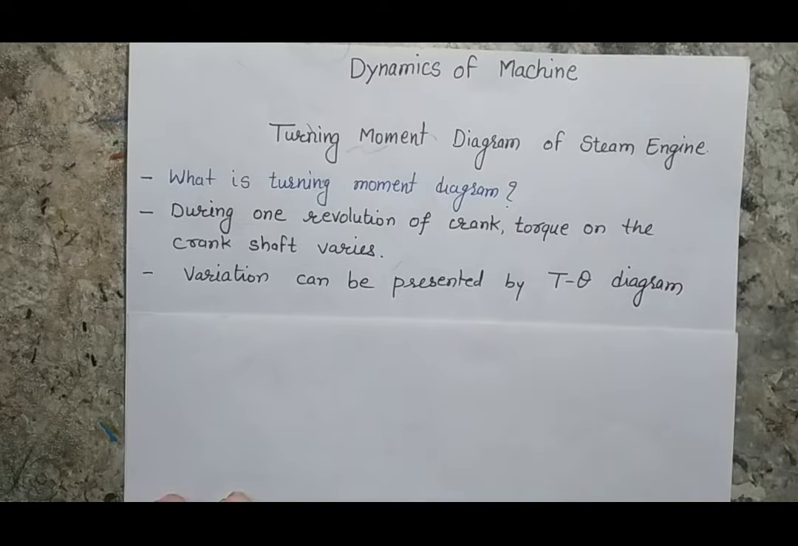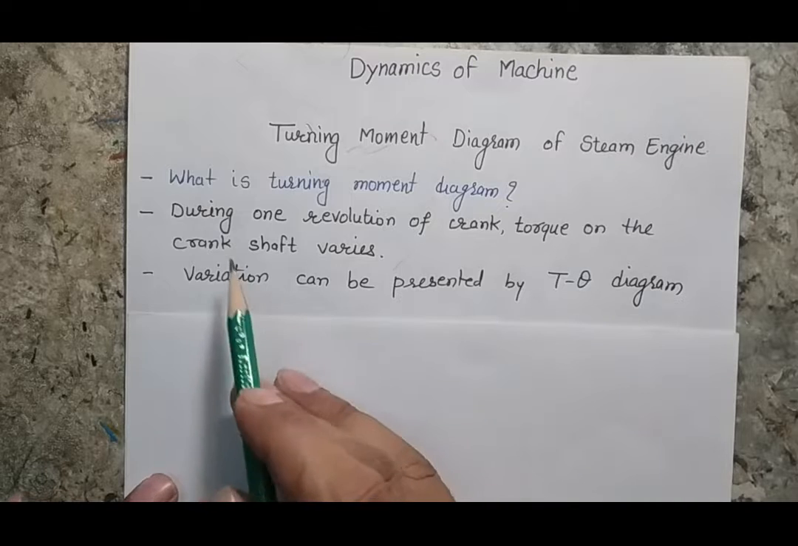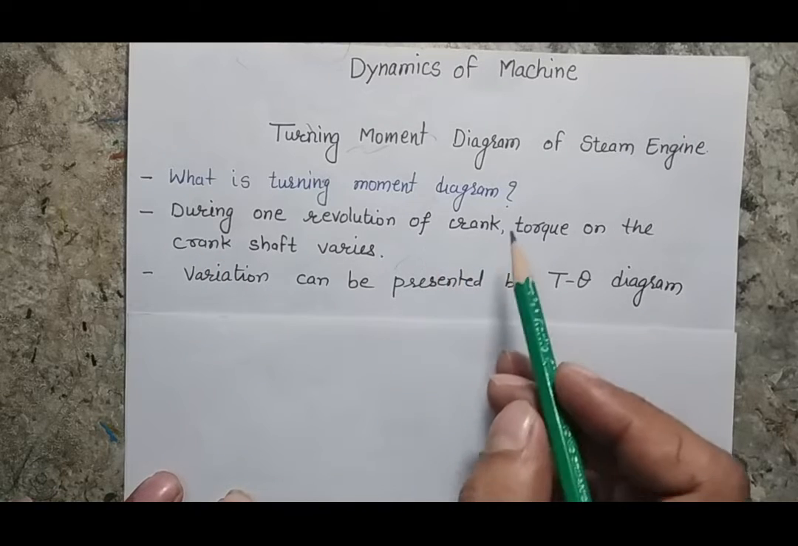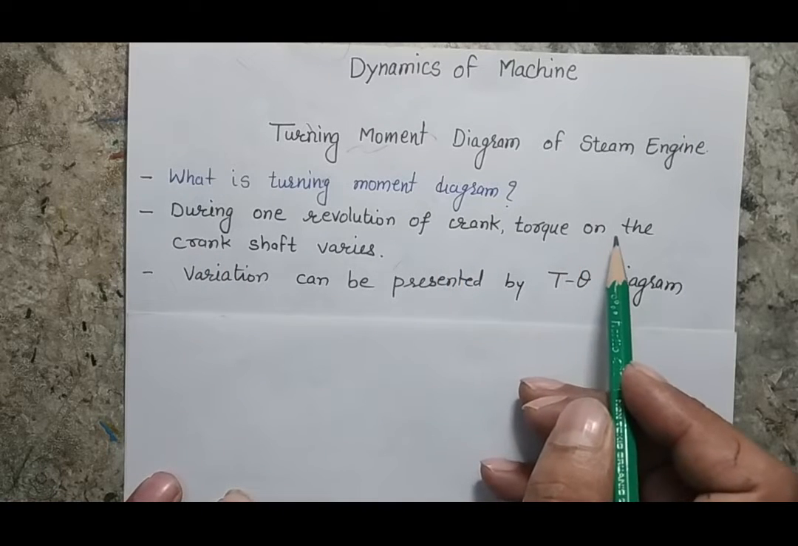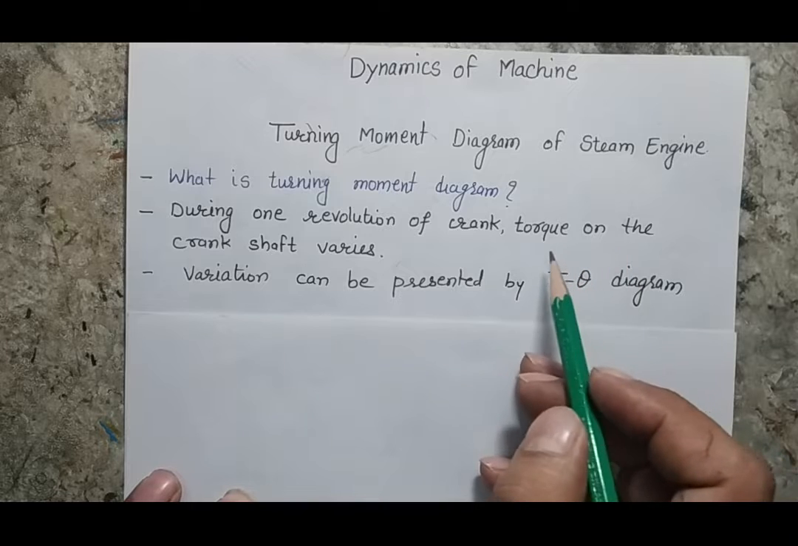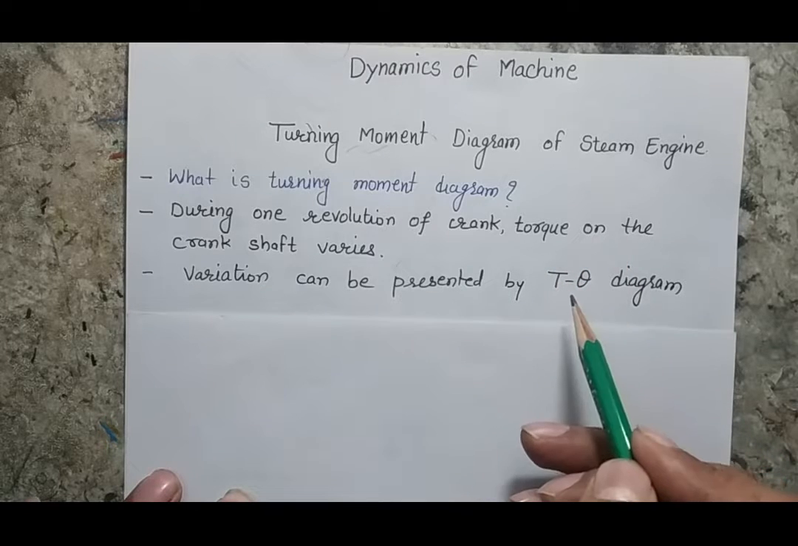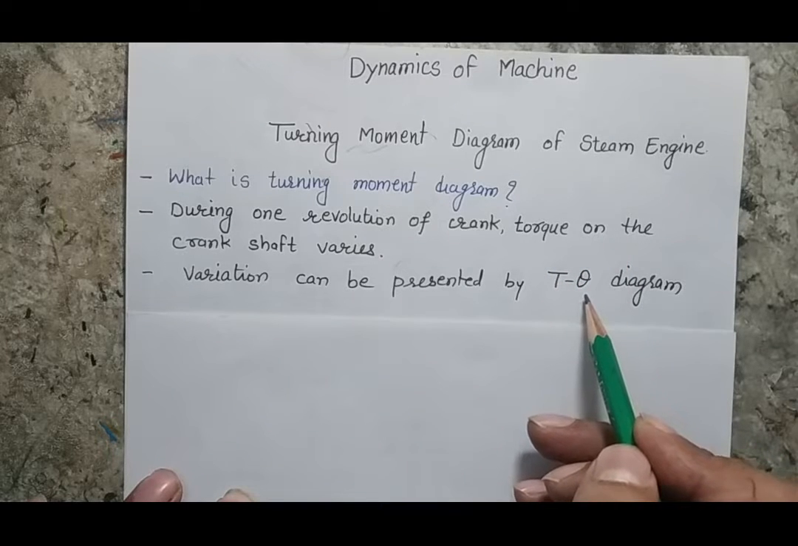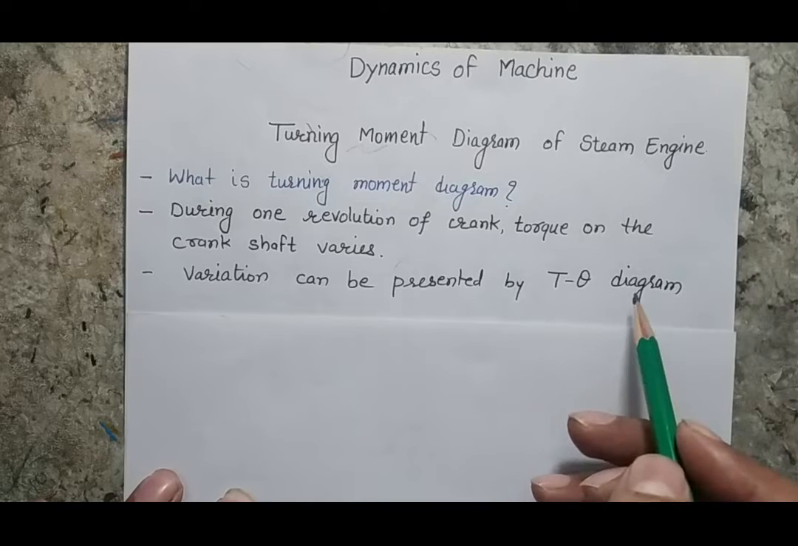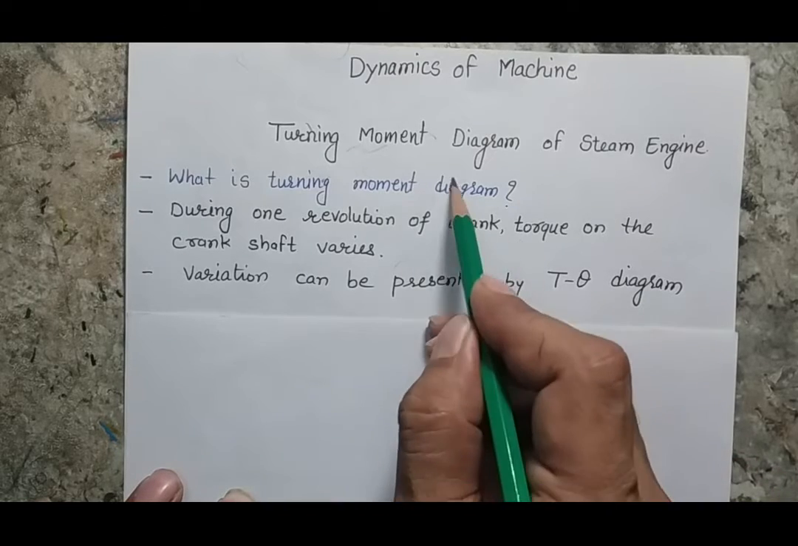So we all know that in the engine, when forces are applied on the piston, these forces are not constant. So for one complete revolution of the crank, the torque on the crankshaft is not constant. If I represent the variation of the torque with respect to the angle of rotation of the crankshaft, the diagram is known as the turning moment diagram.